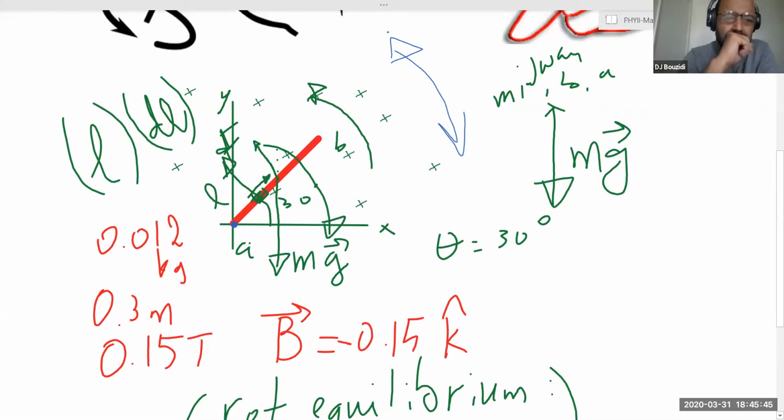Are you taking the 30 degrees from the x-axis to the bar? Yeah, from the x-axis to the bar. That's what it is. But wouldn't you, when you drop the gravitational torque, wouldn't it be the arrow pointing downwards and then the red bar, and then the 30 would be from that red bar and the mg downwards?